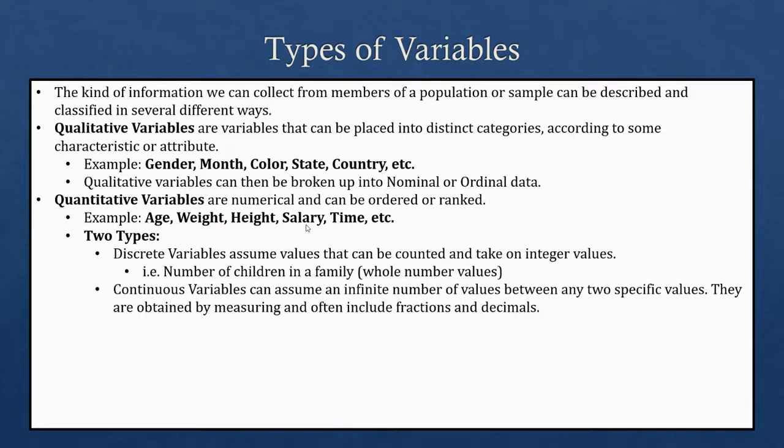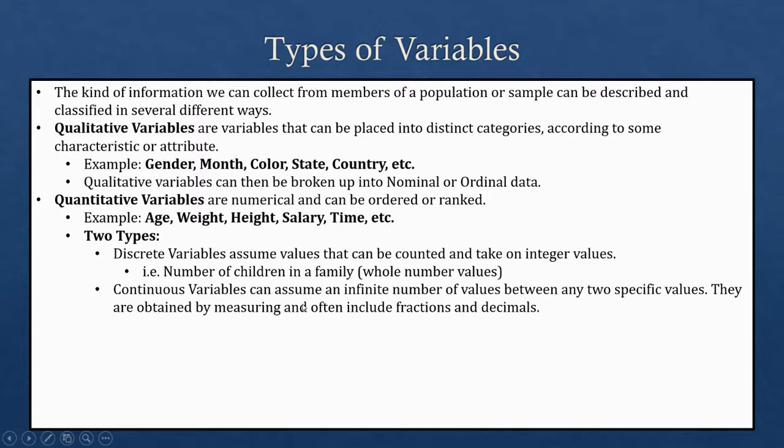The other kind is continuous variables. These can assume an infinite number of values between any two specific values. If you think about your variable, whatever your minimum value and your maximum value are, you would be able to have any number that falls in between those two be a value that you collect. These are usually obtained by measuring and often include fractions and decimals. It's not always a necessity that they have to be measured. If you think about, for example, salary, it could be a decimal.